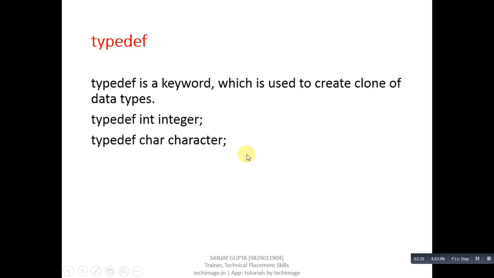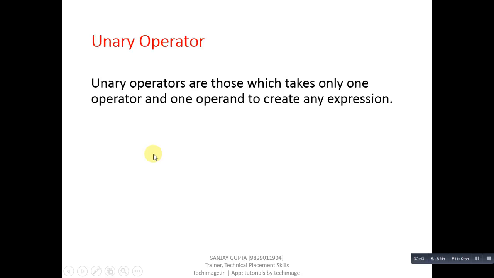Typedef. Typedef is a keyword which is used to create a clone of data types. For example, typedef int integer. Here, integer will work similar to int. Typedef char character. Here, character will work similar to char. Unary operator. Unary operators are those which take only one operator and one operand to create any expression.